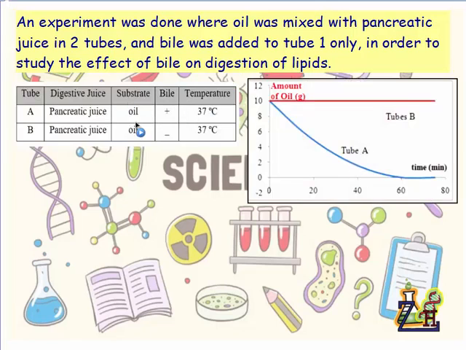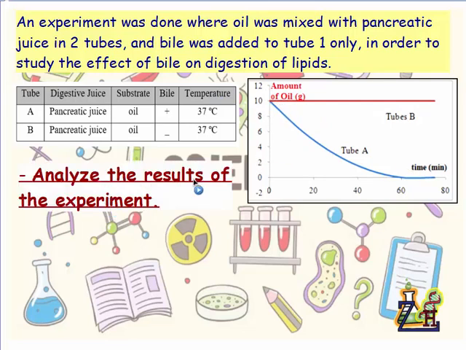Here we have a table of conditions of the experiment. We see 2 tubes, digestive juice is pancreatic juice in both tubes, substrate or food is oil, bile is only present in tube A, and the temperature is 37 degrees Celsius. The result is given here as a graph. We see 2 curves in the graph, a curve for tube A, the blue one, and a curve for tube B. The measured factor is the amount of oil. Okay, we see that the amount of oil is measured in this graph.